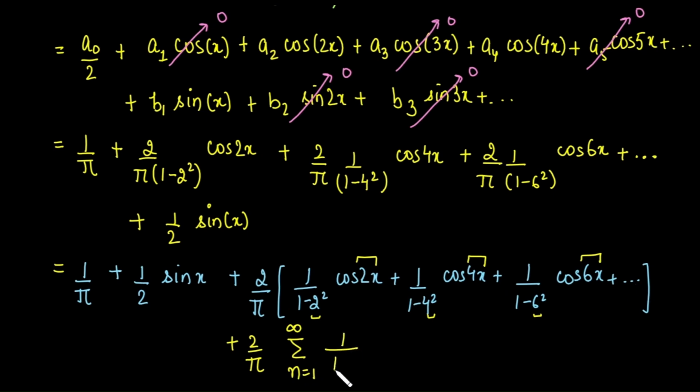1 upon (1 minus 2n square), because this is an even quantity. When you put n equal to 1, it is a 2. When you put n equal to 2, 4. When you put n equal to 3, we have a 6. n equal to 4, next term is an 8. Even in this case, we can write cos of 2nx. And these terms are as it is. This is the final Fourier series for this case.